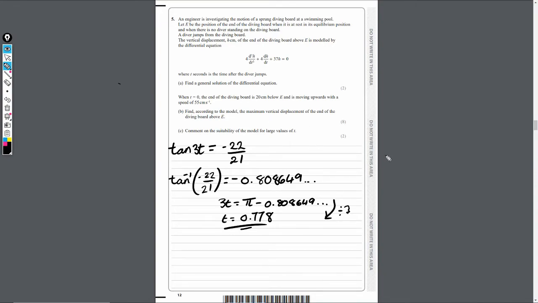That was a lot of marks, and it was quite tricky and very easy to trip up with. And then part C, just for the last 2 marks, asks you to comment on the suitability of the model for large values of t. So there's a clue there with the large values of t. If you put a large value into your t here, what's going to happen?